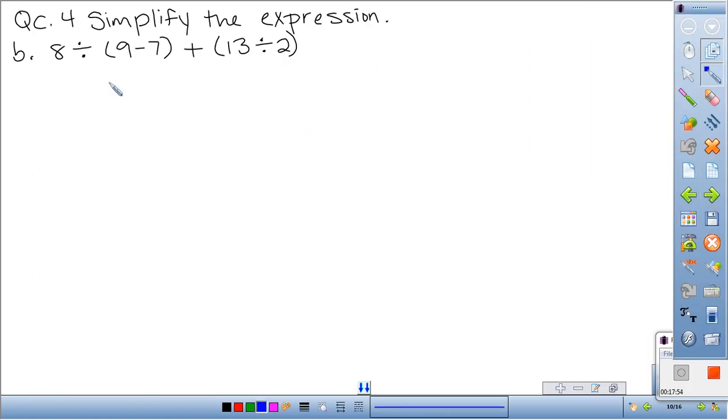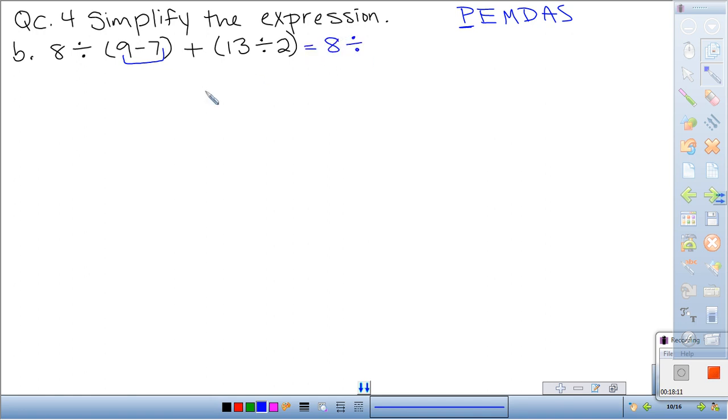Let's do one more of those. Again, we're simplifying the expression using PEMDAS. So since we have parentheses or grouping symbols, that's where we'll start. And again, I just like to work left to right, so I'm going to start with 9 minus 7. So we have 8 divided by, leave everything else alone. 9 minus 7 is simply 2, so we've simplified it to one number. We can get rid of our parentheses, plus 13 divided by 2.